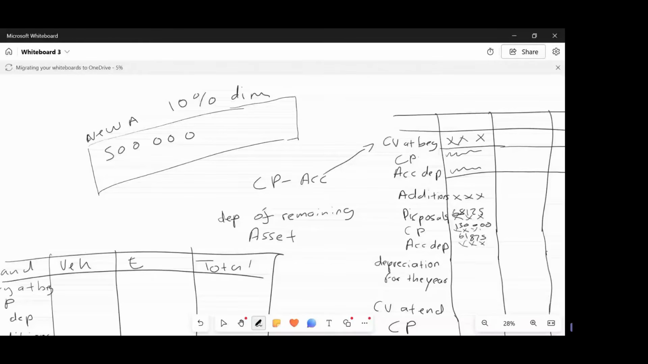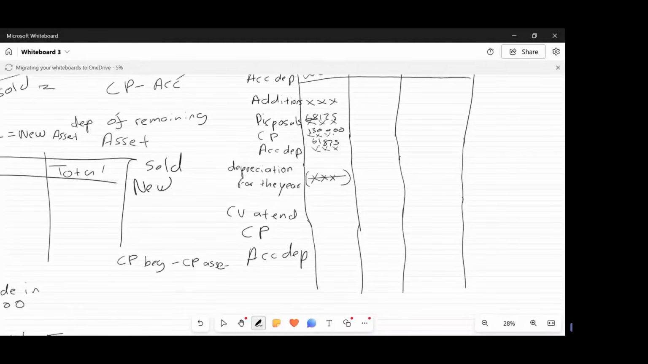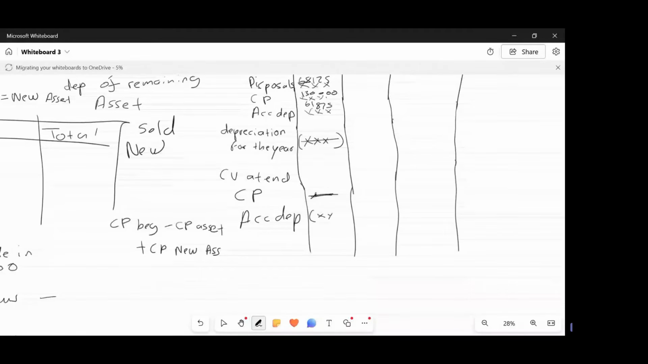Cost price now, it will be your cost price at beginning, minus cost price of asset sold, plus cost price of new assets, to get your cost price here at the end. And then accumulated depreciation, you simply add your accumulated depreciation that you got from the remaining assets and the new asset, and then you record it in brackets, and then your cost price minus your accumulated depreciation will give you the carrying value at end. So this is basically your PPE.